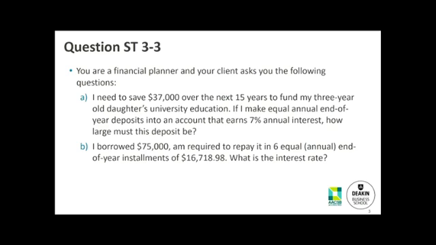Now, part B. What is part B? I borrowed 75,000. I'm required to repay it in 6 equal end of year installments. What is the interest rate? I borrowed 75,000. Is it the present value or future value? Very good. I borrowed 75,000, present value. And I am required to repay in 6 equal annual end of year payments. Is it an annuity? Is it an ordinary annuity? Ordinary annuity, present value. So present value of ordinary annuity. Am I right? For the present value of ordinary annuity, we refer to lecture slides and we have the equation.